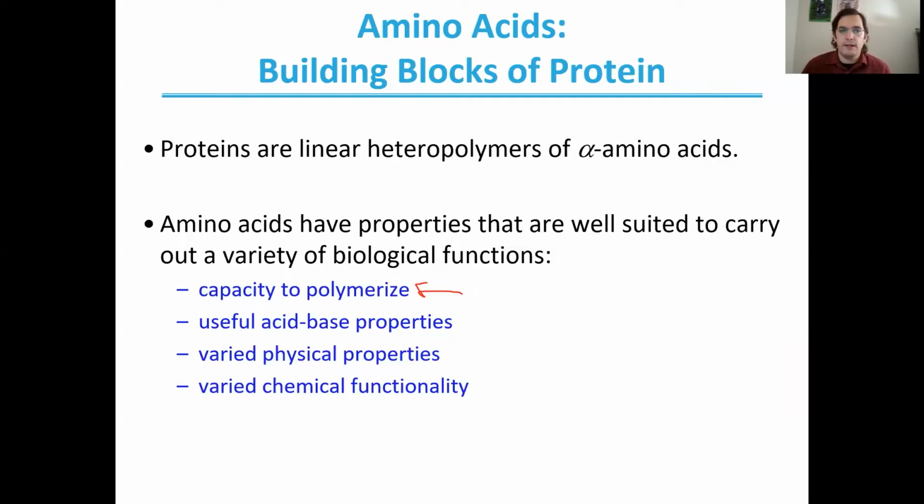So this allows us to create a wide variety of different proteins, right? If our amino acids only fit in one category in terms of our physical properties, such as hydrophobicity or hydrophilicity, then our proteins would pretty much all look the same. But we actually have quite a wide variety within our amino acids so that we can then have a wide variety in our proteins as well. So that they have various physical properties and then various chemical functionality as well.